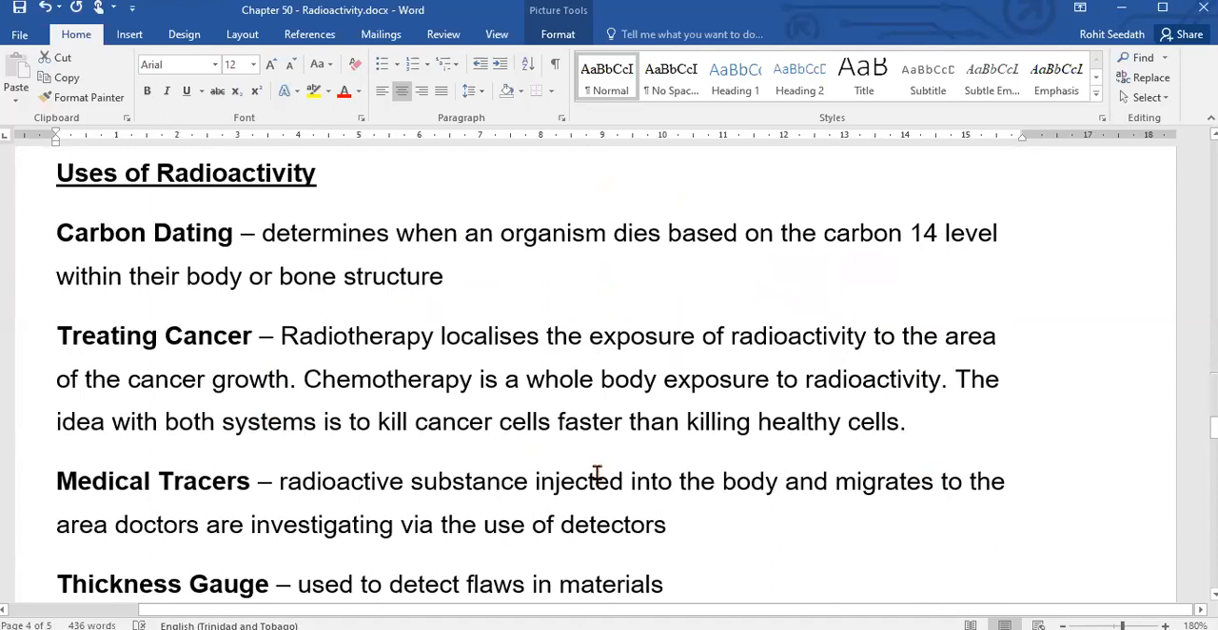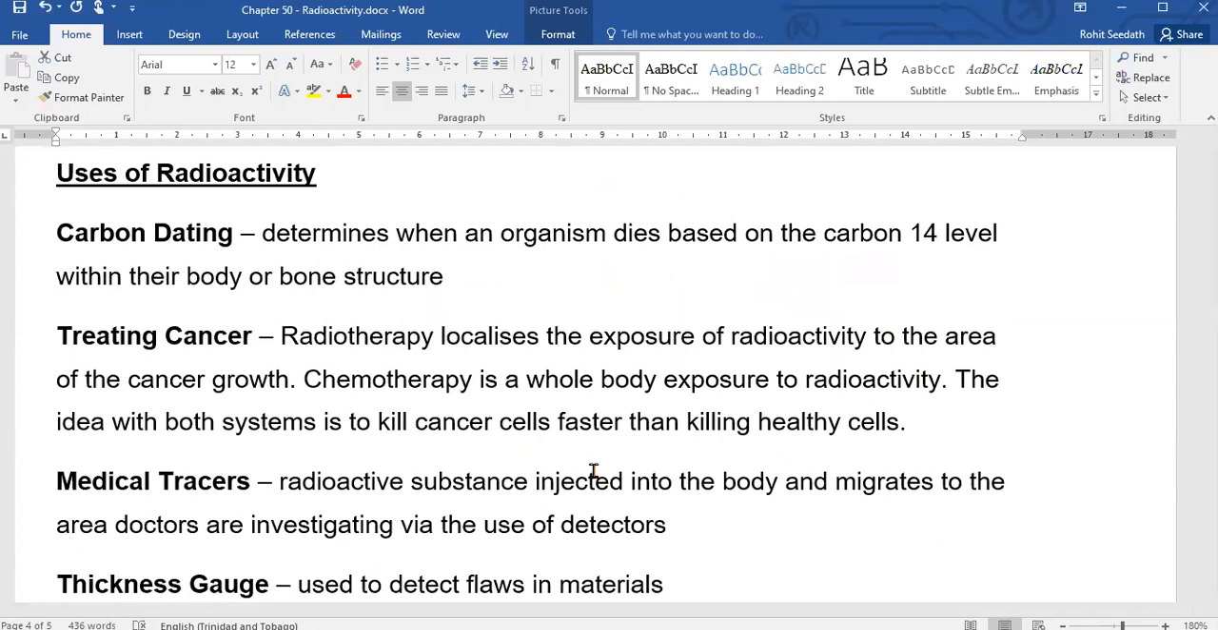Uses of radioactivity. What do we use radioactivity for? First thing is carbon dating. That's what we use C14 for. Carbon dating determines when an organism dies based on the carbon 14 level within their body or bone structure. Carbon 14 is the carbon content in your body. So based on that, they will tell you exactly when the organism died.